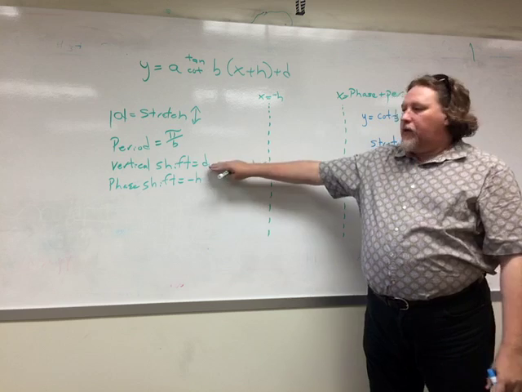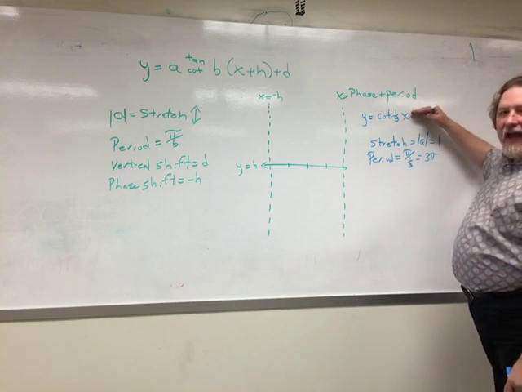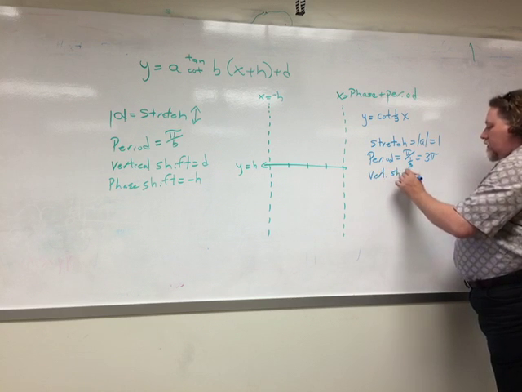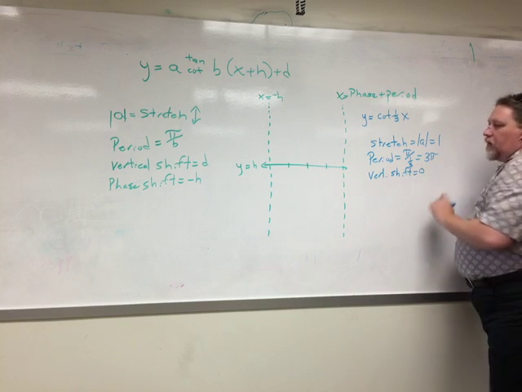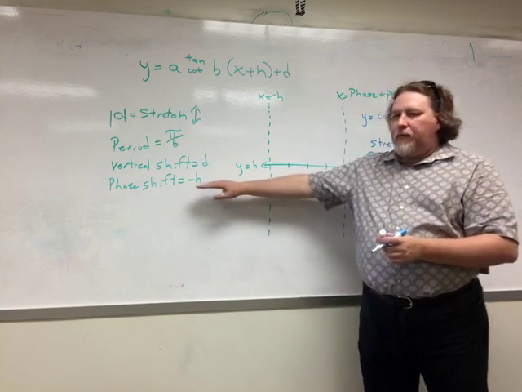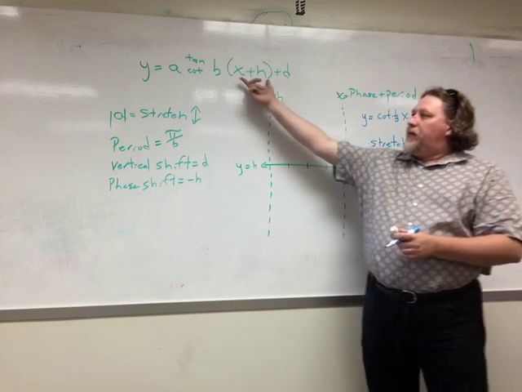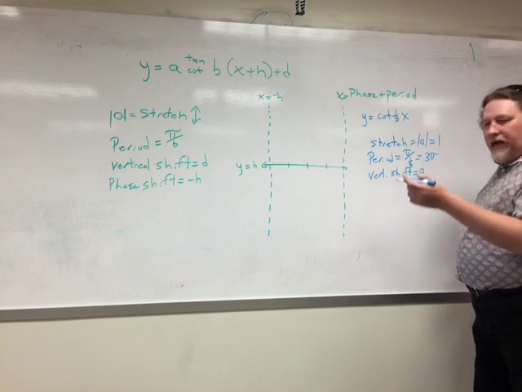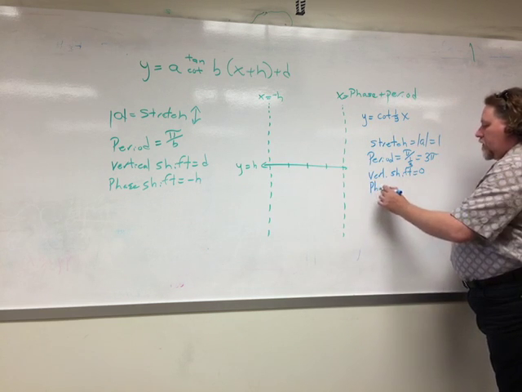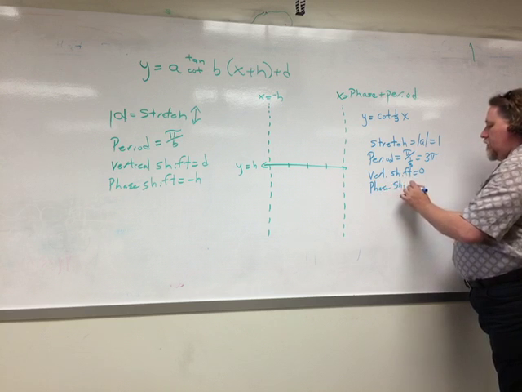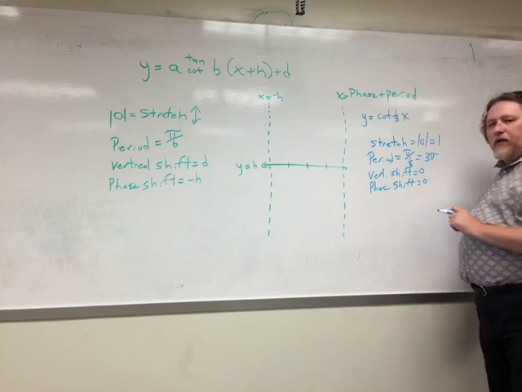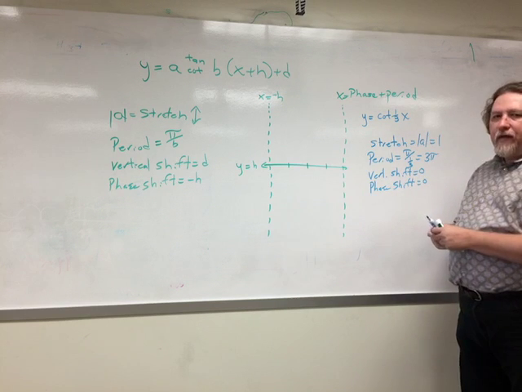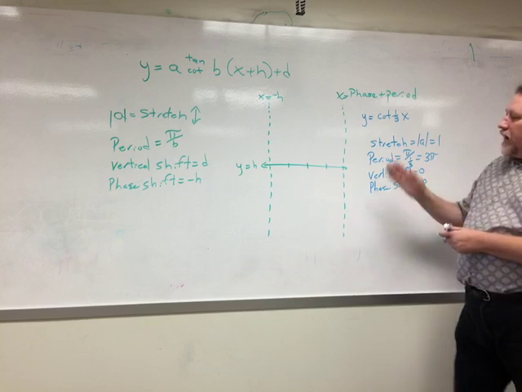My vertical shift would be d. Well, I don't see anything added here, so we have no vertical shift. And phase shift would be h. Well, again, that would be something added or subtracted to x. We don't have anything like that, so we have no phase shift. And now I'm ready to draw my picture. So I want to draw this particular picture, cotangent of 1/3 x, and here we go.